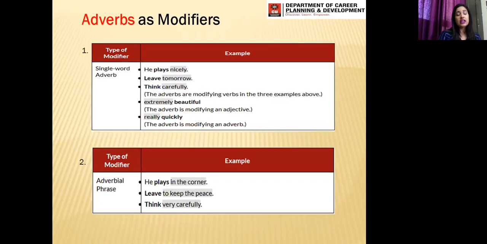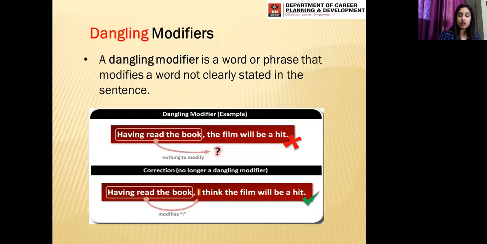Over here it is an adverbial phrase. Okay, now moving forward, the main concept that we need to understand over here is dangling modifiers. The literal meaning of the term dangling is hanging off the cliff. Now, what exactly do we understand by it?